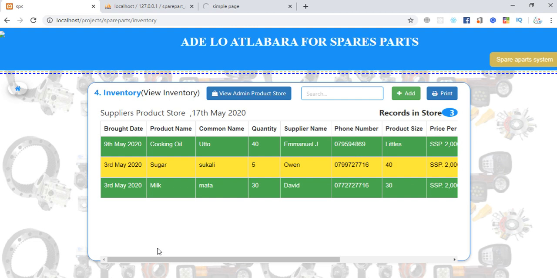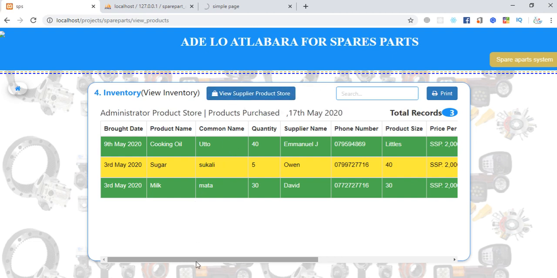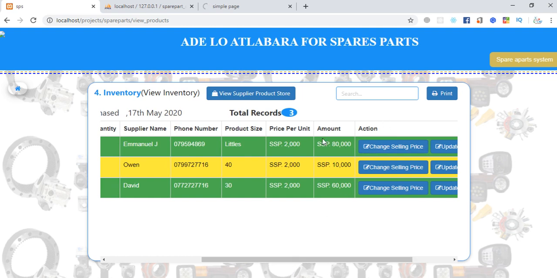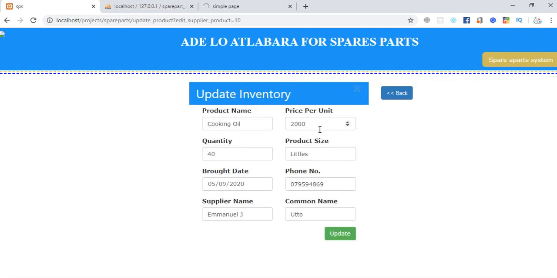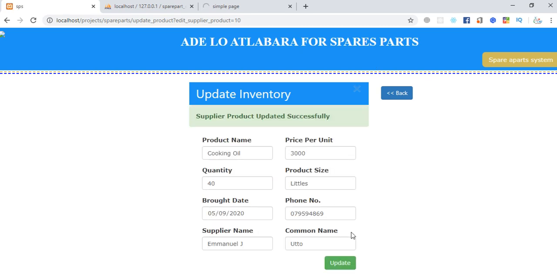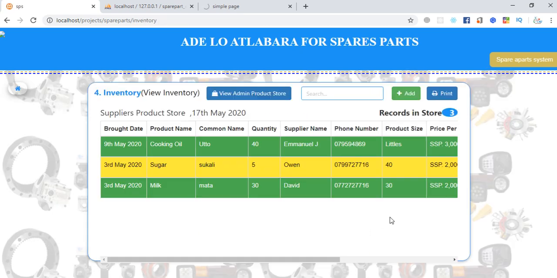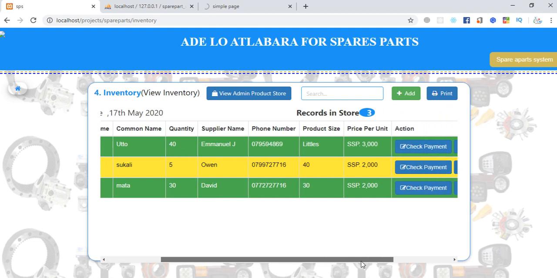Like for instance, if you check here, this is the view admin section. Here it shows that the amount is 80,000, because that's the price you took here. But if you update here and say, you know what, I'm going to be selling it at 3,000, and everything is successful, it implies in simple terms that the price is going to be changed. And you can see the quantity remains, then our unit price, as you can see, is at 3,000.